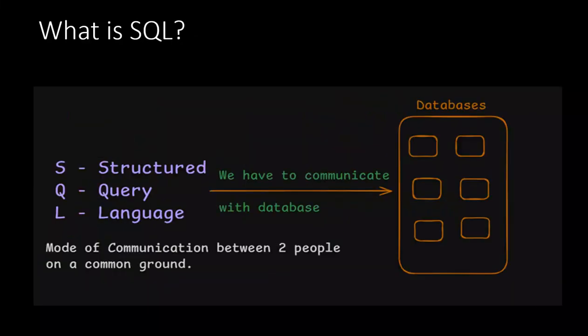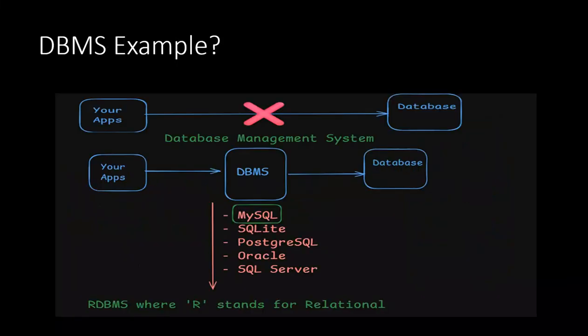If you go to the next, what is SQL? SQL is Structured Query Language, the mode of communication between two people or two organizations on a common ground. And this is an example of a DBMS. This is my app, and this is the database, which cannot be directly connected, but we need a DBMS in between so that a connection can be defined. The DBMS could be MySQL, SQLite, Oracle, or SQL Server.